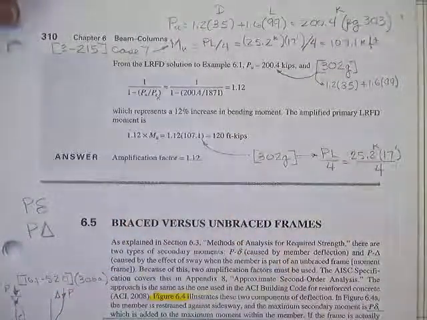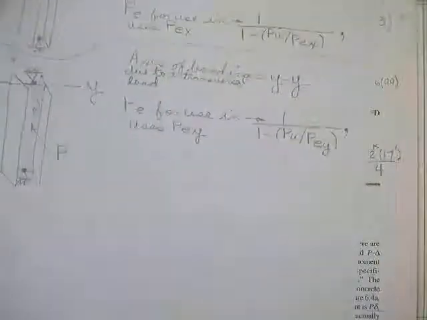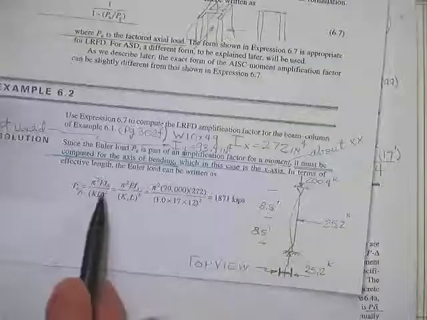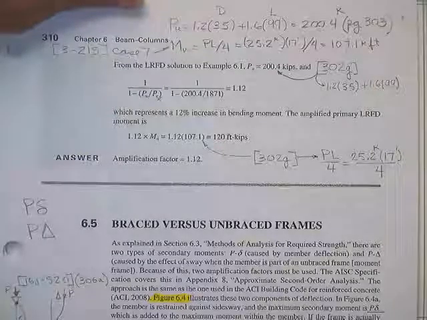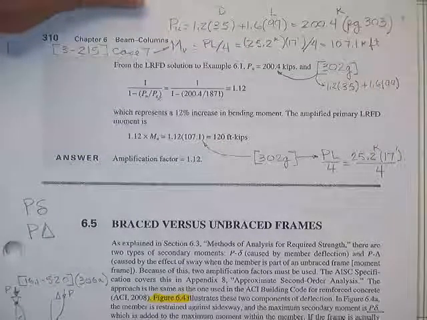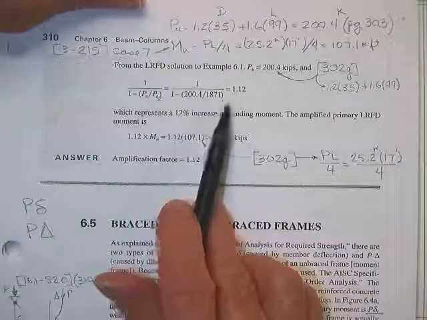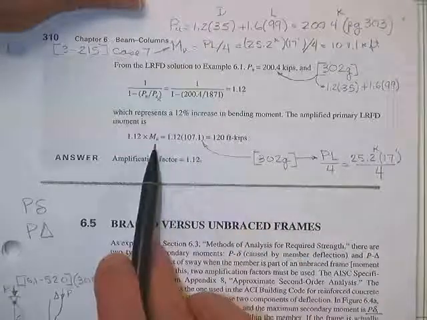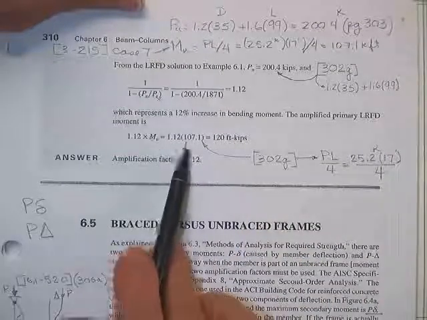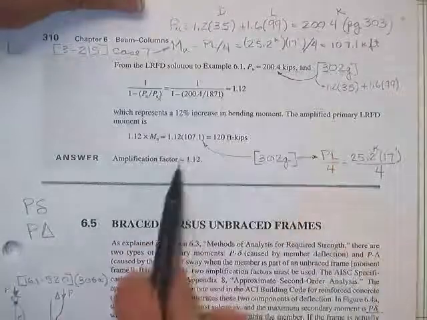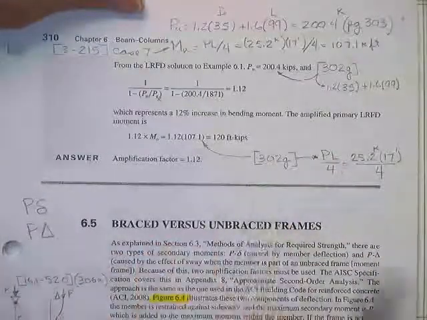P Euler, we must have got 1,871 kips of Euler strength about the x-axis. Therefore, we crank it out, you get a 12% increase. I see why that's there. The beam has got a little eccentricity to it, and it gets worse when you put the axial load on it. And therefore, the moments are really a little bigger, 12% bigger than the numbers we had before. At 107.1 times 1.12, it's 120.